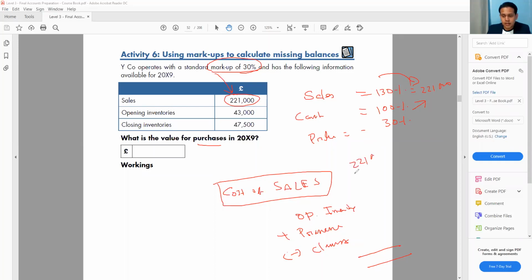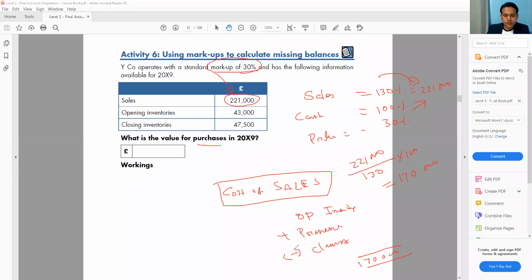221 divided by 130 times 100. That will give me the cost, isn't it? Because if I know 221 is the 130%, if I want to get 100% from that, this is the way I can do it. 221,000 divided by 130 times 100. So that will give us how much? 170. Okay, this is my cost of sales. So if I know my cost of sales, I'm going to write it down here: 170 is my cost of sales.